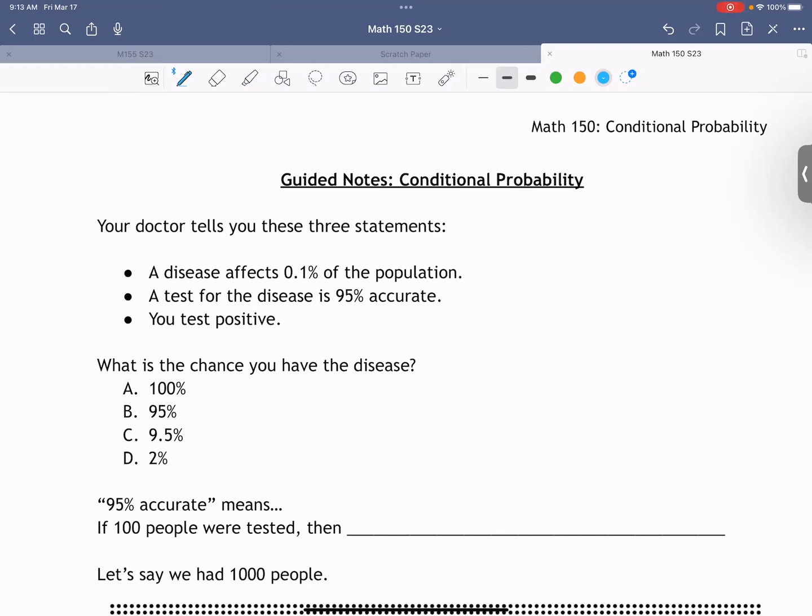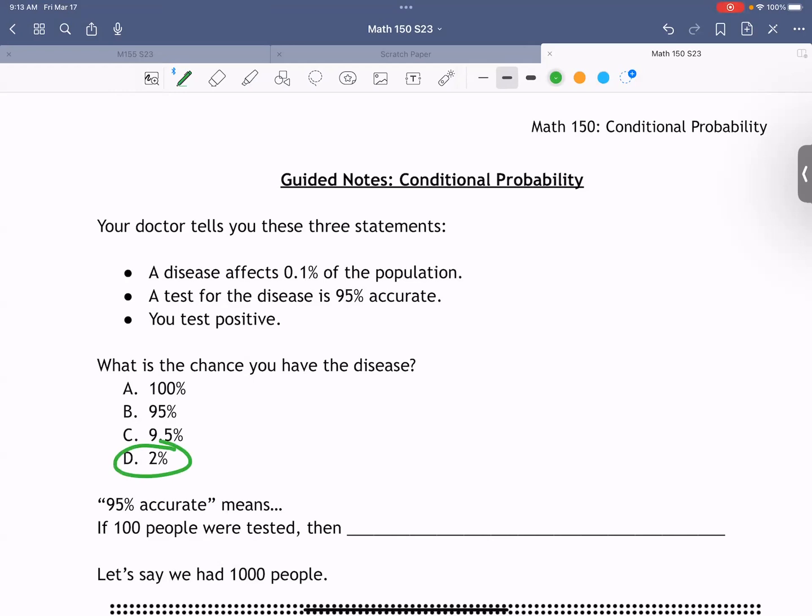So you take the test and you test positive. Uh-oh, right? I want you to figure out what's the chance that you actually have the disease. And I have four options for you. We have 100, 95, 9.5, and 2%. How many of you think it's 100%? Oh, there's one person who thinks it's 100%. All right. How many of you think 95%? All right. 9.5%. All right. 2%? Oh, 2%. All right. I'll give you the answer. The answer to this question is actually 2%.